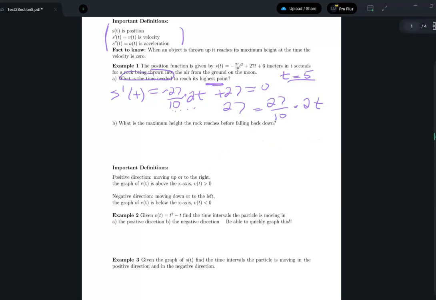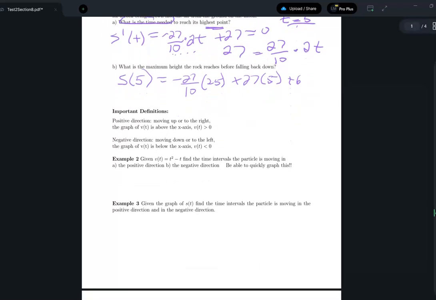So then, what is the second question asking? What is the maximum height? So that's where you plug this time 5 into the original equation, because this is the equation that gives us the height. So negative 27 over 10 times 25 plus 27 times 5 plus a 6. And that's a number. I'm just going to leave it like that.